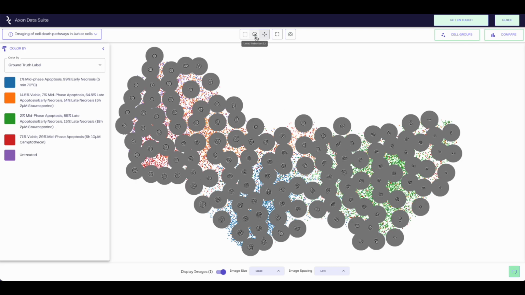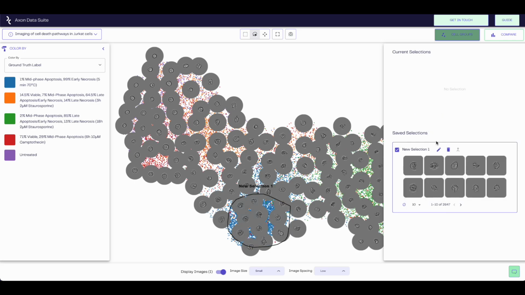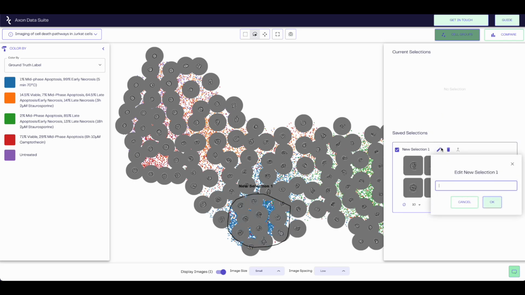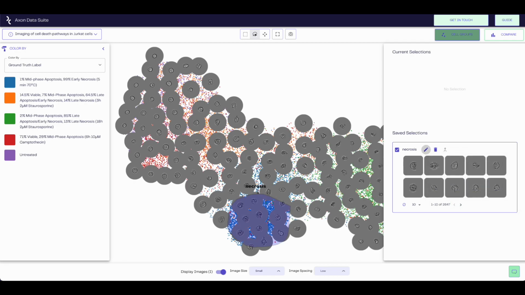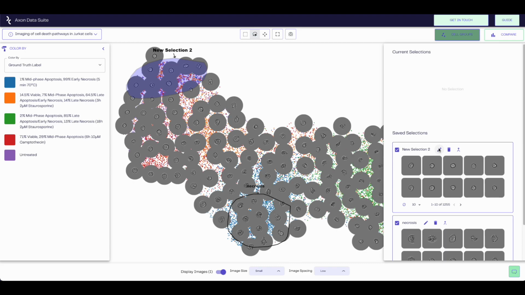Now I'll select a group of necrotic cells from the heat-treated condition. I'll pin these cells and call them necrosis. For comparison, I'll select a group of cells from the viable group, which I'll pin and call viable.